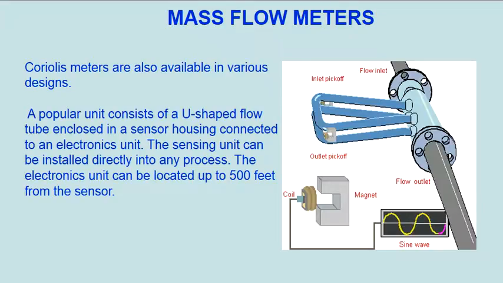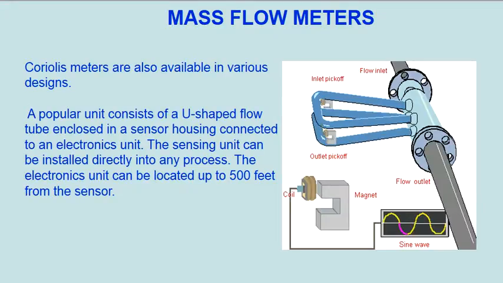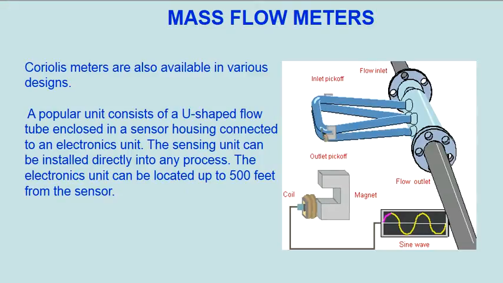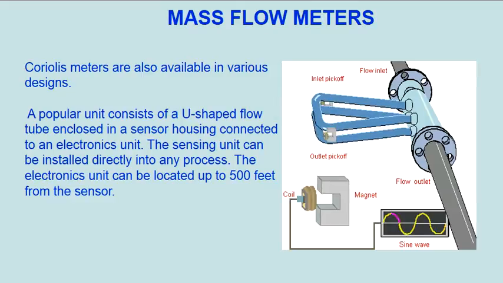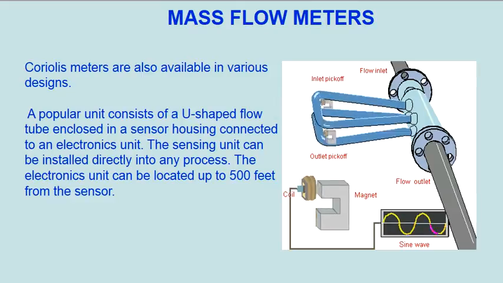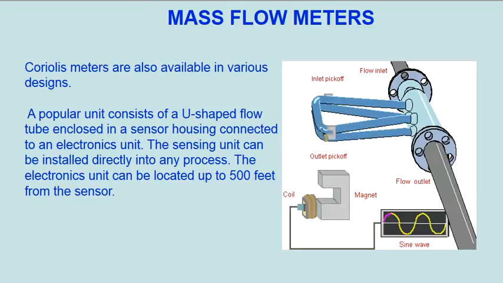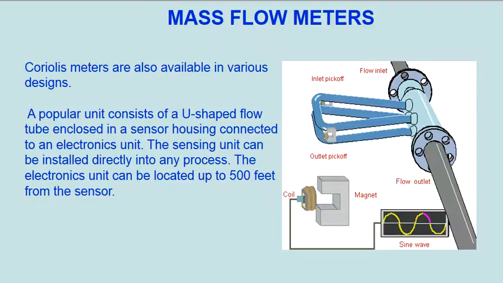Coriolis meters are also available in various designs. A popular unit consists of a U-shaped flow tube enclosed in a sensor housing connected to an electronics unit. The sensing unit can be installed directly into any process. The electronics unit can be located up to 500 feet from the sensor.